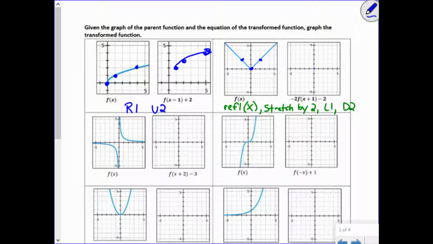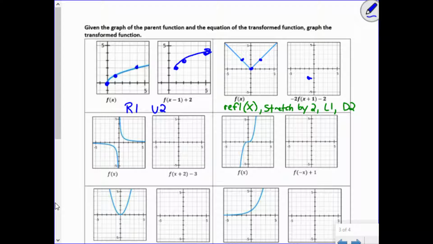Then I'm going to go left 1. Boom, I'm here. Then I'm going to go down 2. Boom, I'm here. That's my first one. See, reflect and stretch didn't do anything because I had 0s. Then I go left 1 down 2. Okay?